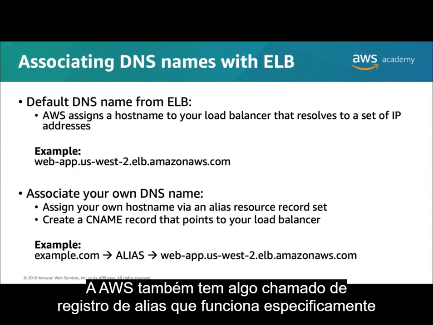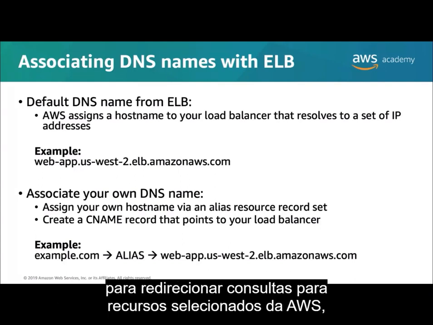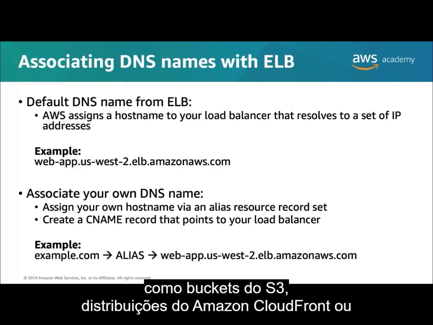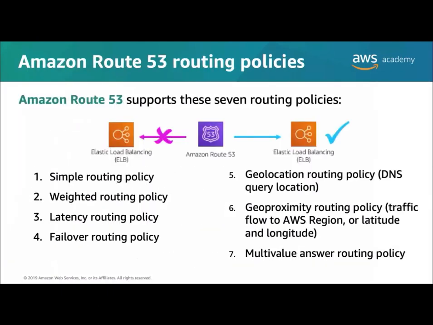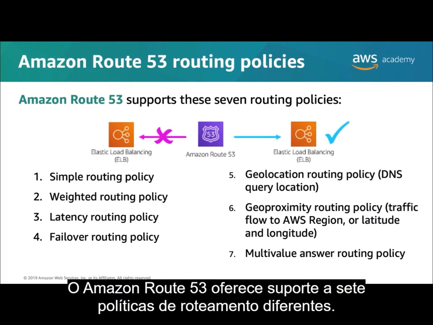AWS also has something called an alias record, which works specifically to redirect queries to selected AWS resources such as S3 buckets, Amazon CloudFront distributions, or another record in the Route 53 hosted zone where you created the alias. Note that Amazon Route 53 supports 7 different routing policies.